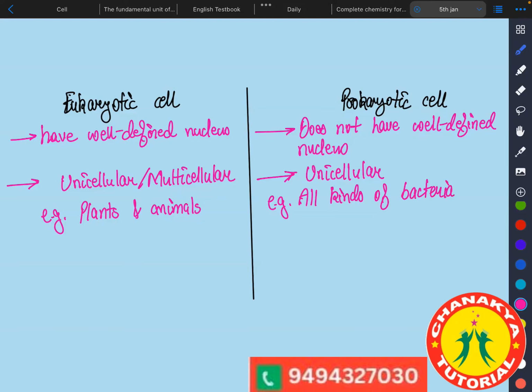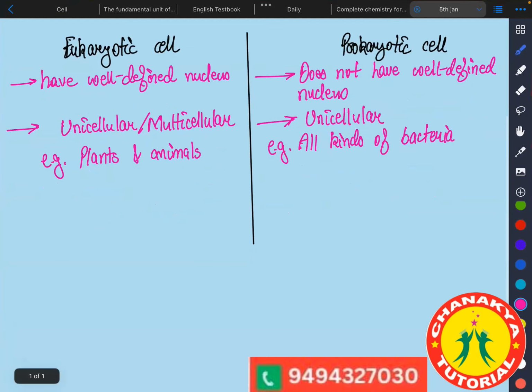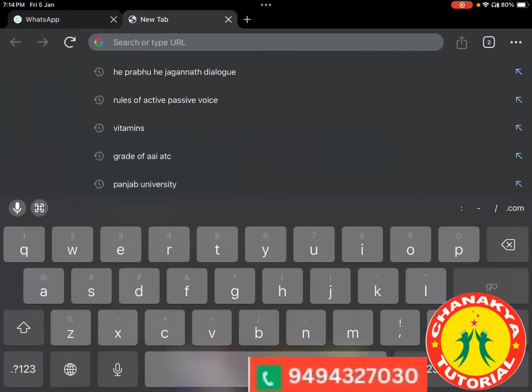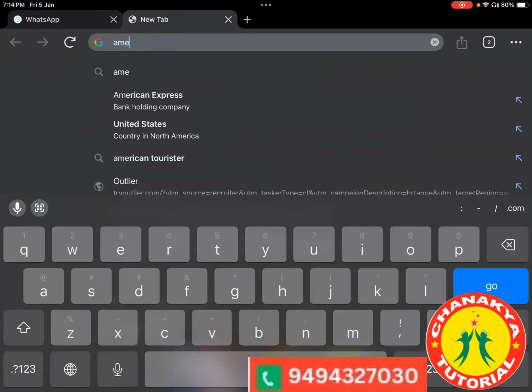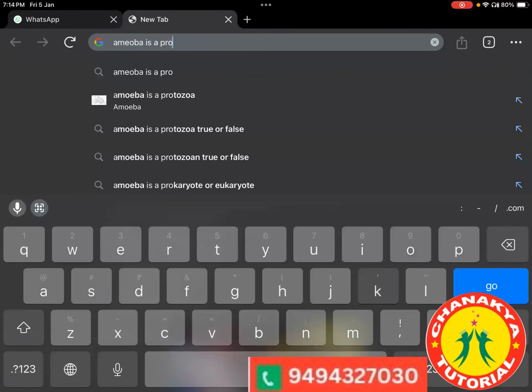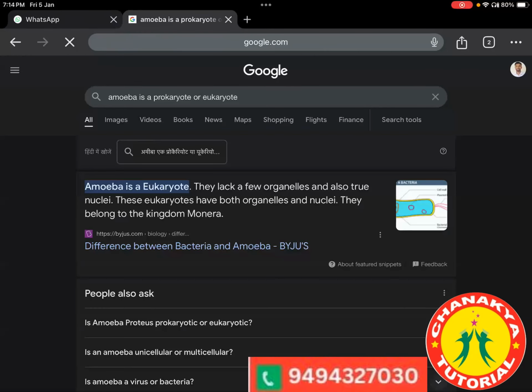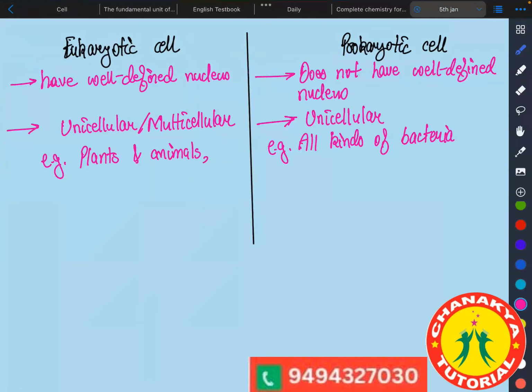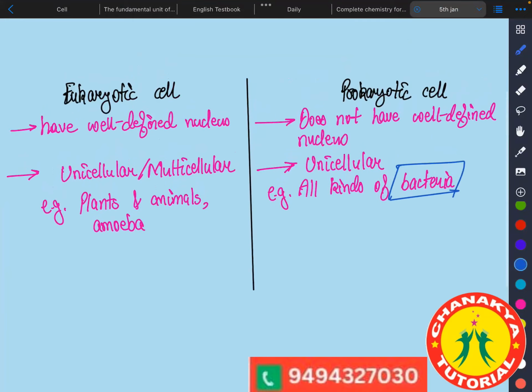Snigdha has asked me one doubt, whether amoeba falls under prokaryotic or eukaryotic. Let us confirm first. Okay, amoeba is a eukaryote. Fine, write it under eukaryotic cells: amoeba, whereas all kinds of bacteria are prokaryotes.